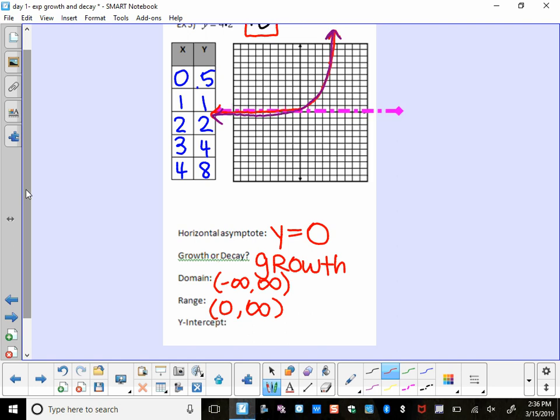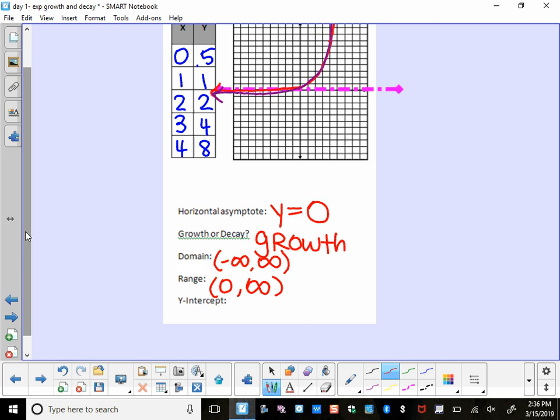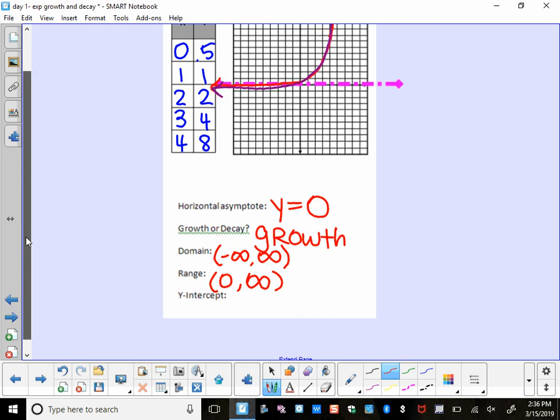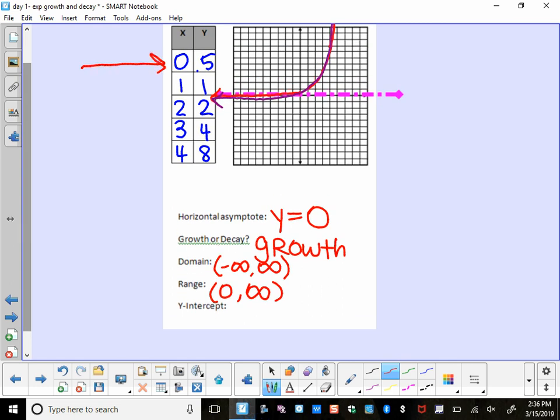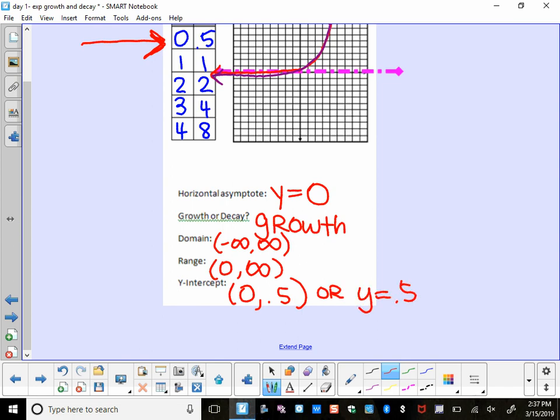Y-intercept, you can do this a couple of ways. You're looking for where your graph crosses your y-axis. I just like to look at my table for where x is 0. 0.5. Or you can write y equals 0.5. If you don't want to write the point, you have to write y equals. You cannot just write a number. That does not work. Any questions on number 5?